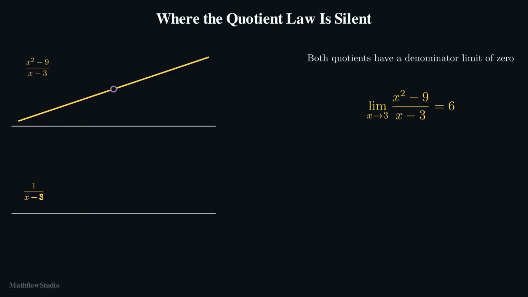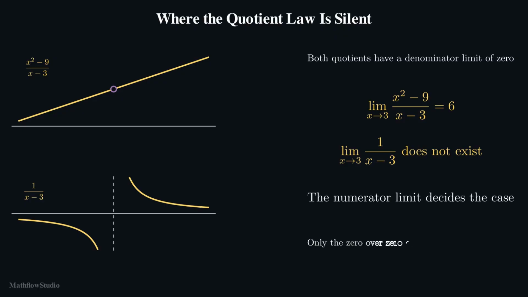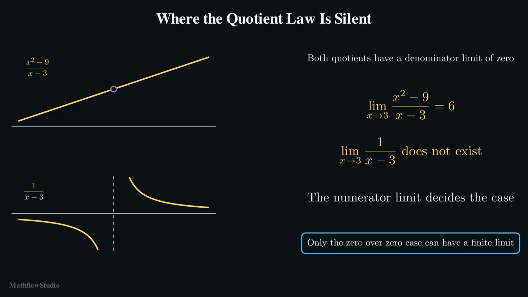The second has a numerator that approaches 1, so the two cases differ only in what happens above the fraction bar. Its limit does not exist, and the two branches run away in opposite directions. The numerator limit decides the case. Only the 0 over 0 case can hide a finite limit.